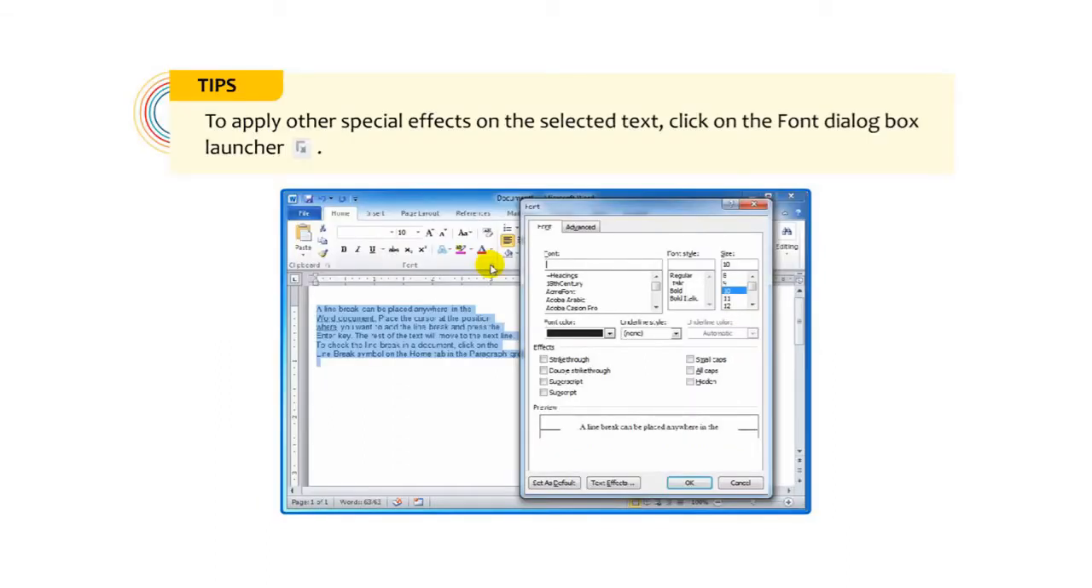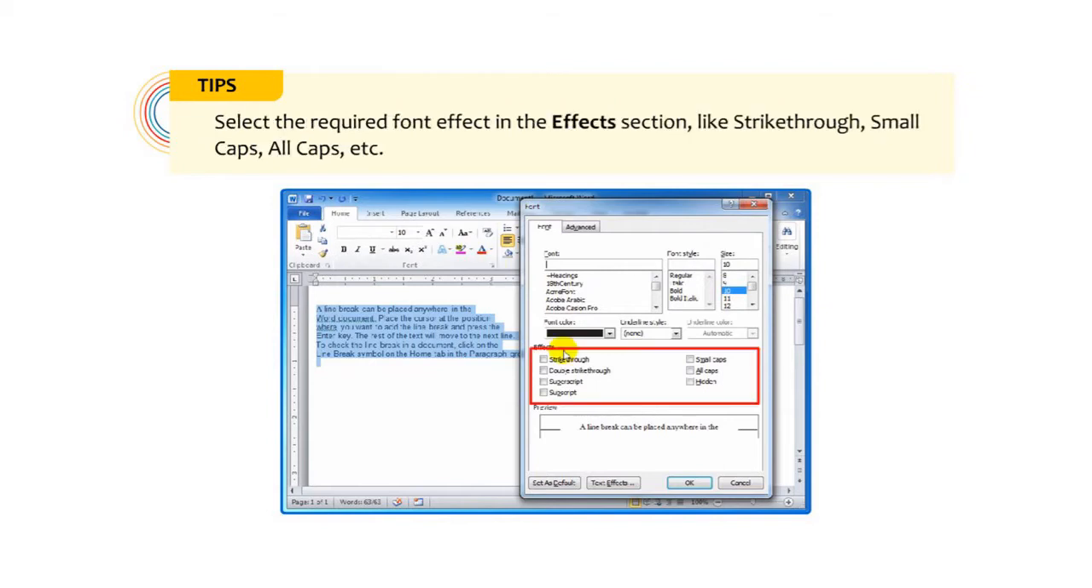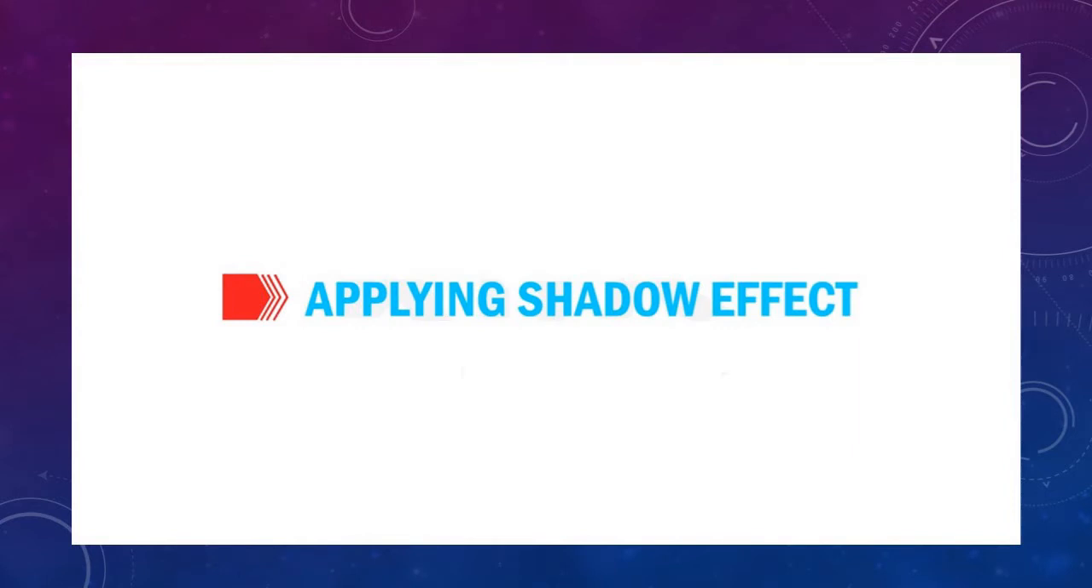Children, there is another tip for you. To apply other special effects on the selected text, click on the Font dialog box launcher. Select the required font effect in the Effects section, like strike through, small caps, all caps, etc. Now, let's learn how to apply the shadow effect.